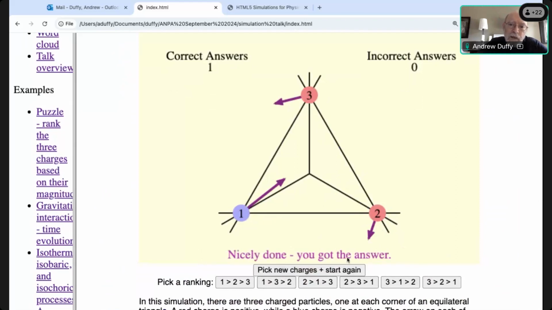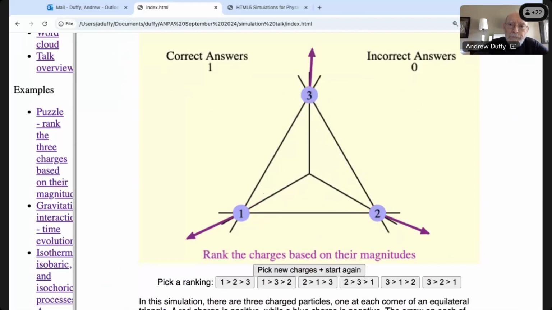So that's nice. And if you got it wrong, you get another chance. Students have a whole bunch of chances to figure this out. So I think it's a really nice conceptual setup, and they can get a lot of practice with that conceptual thinking.